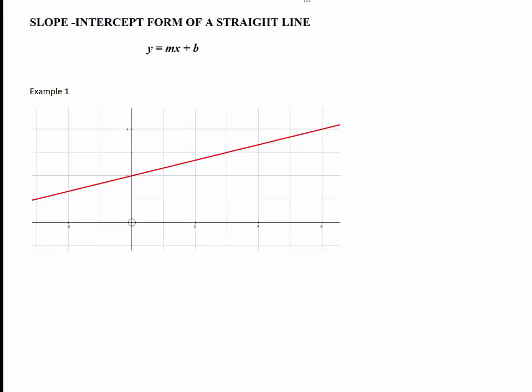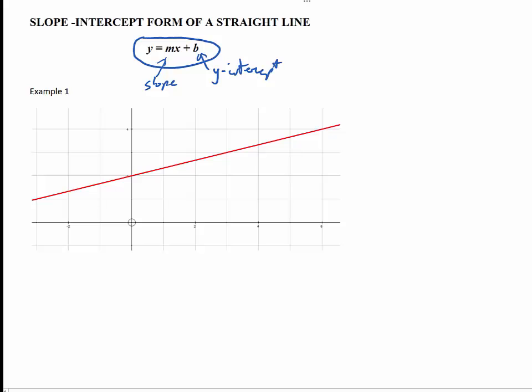We've learned how to work out the slope of a line. This video is going to concentrate on how to establish what the equation of a line is. And again, we're going to use y equals mx plus b as the slope-intercept form of a straight line. Remember, the slope is the m and the b is the y-intercept. So in this example, number 1, we can see very clearly that the y-intercept is 2.